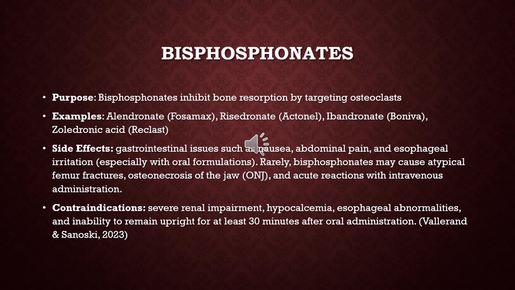Biphosphonates inhibit bone resorption by targeting osteoclasts. This slows down bone loss and therefore reduces fracture risk. Common examples of these types of medications are Fosamax, Actonel, Boniva, and Reclast. Some of the side effects of these medications include gastrointestinal issues such as nausea, abdominal pain, esophageal irritation. Rare side effects of biphosphonates may include atypical femur fractures, osteonecrosis of the jaw, and acute reactions with intravenous administration.